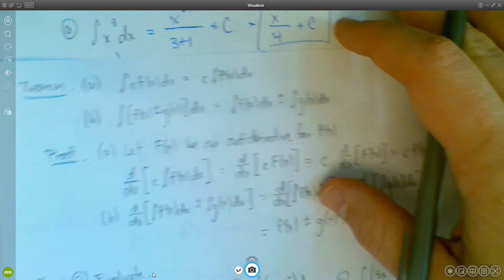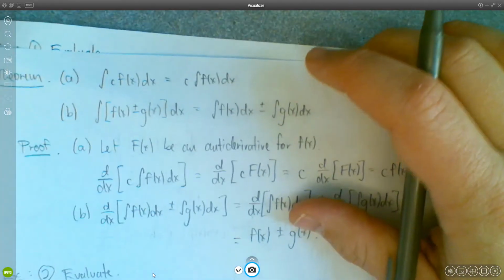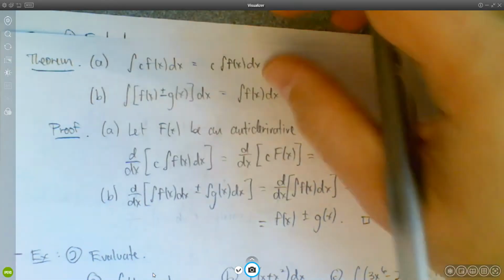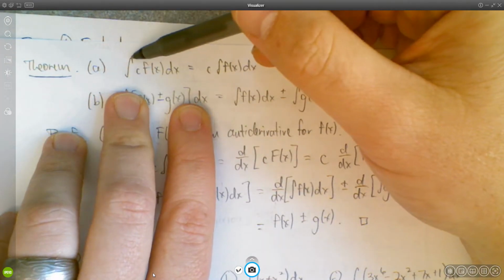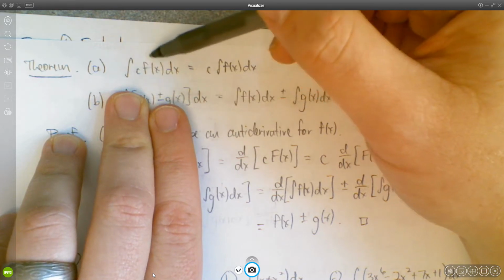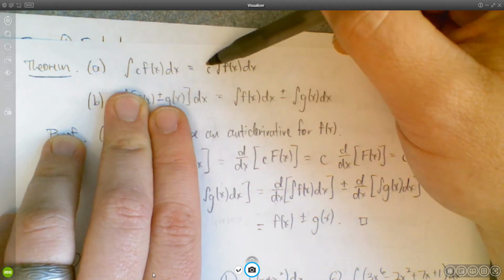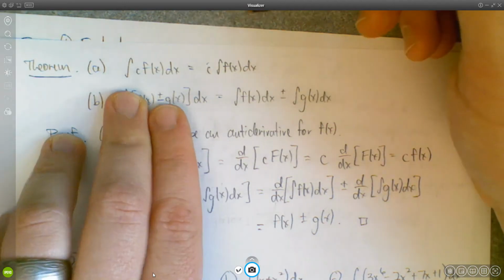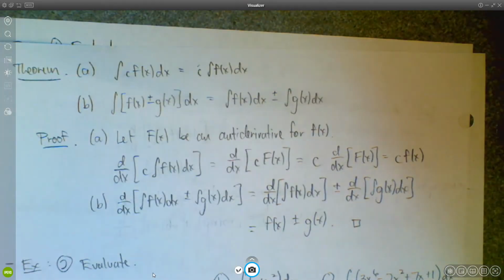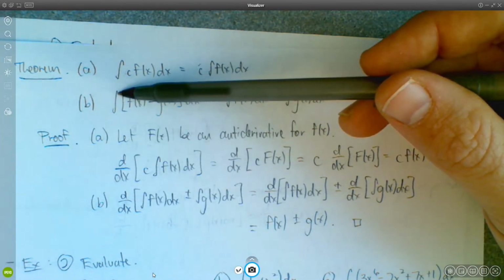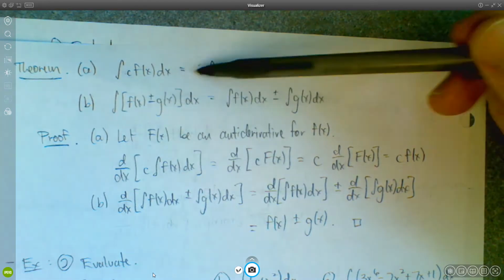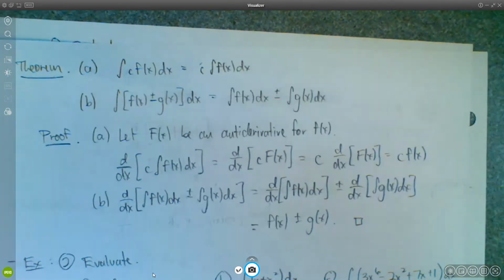Okay, a couple of facts that will help us to evaluate slightly more complicated integrals, right? If you're multiplying a function by some constant c and you want to integrate that, you can actually take the constant out and then just integrate the function. So that's what part A is saying. And then part B is saying that we can distribute the integral across addition and subtraction, right? You cannot distribute the integral across multiplication and division. Okay, it doesn't work. But you can distribute it across the addition and subtraction, which is really nice.